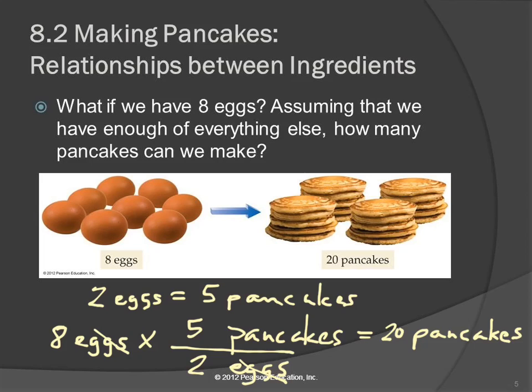I'm just thinking about when I make pancakes for my kids, it's like, wow, yeah. They go through 20 pancakes in no time flat.